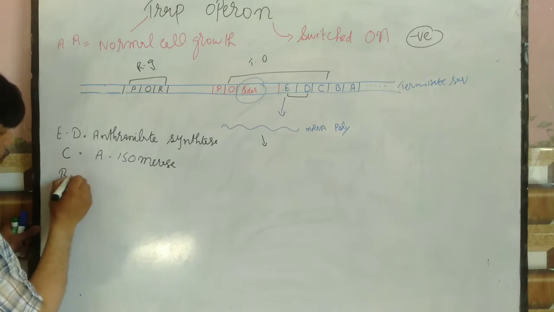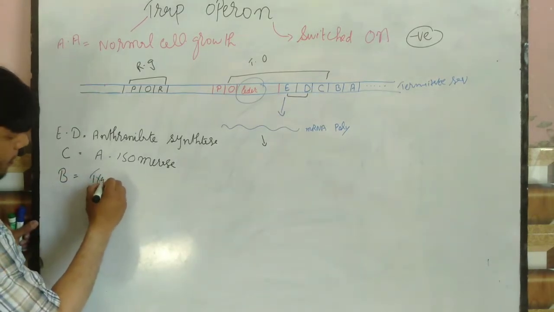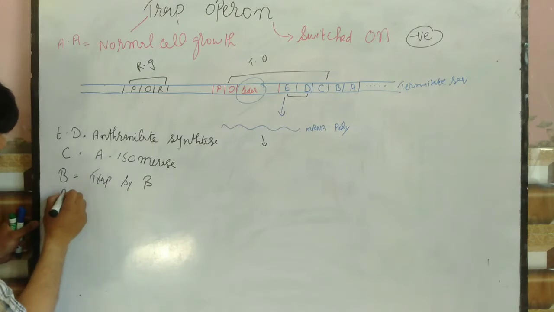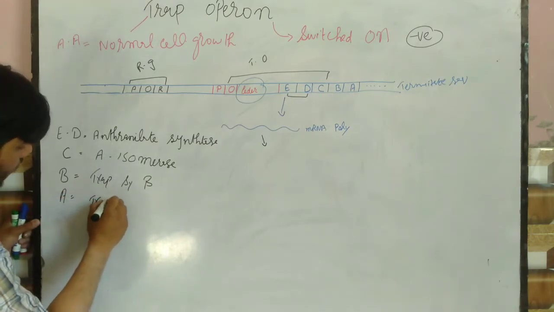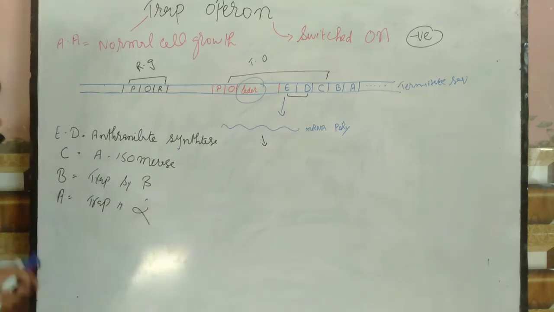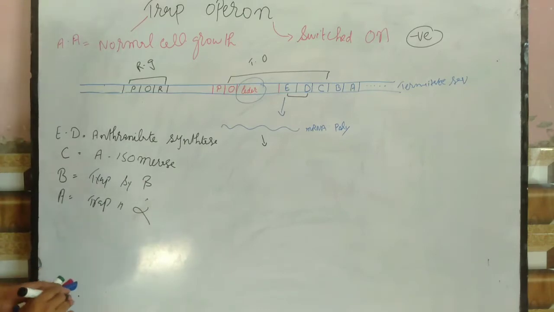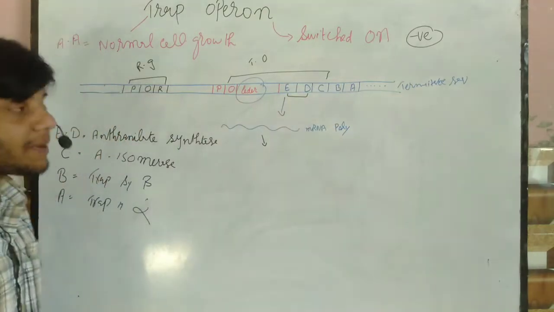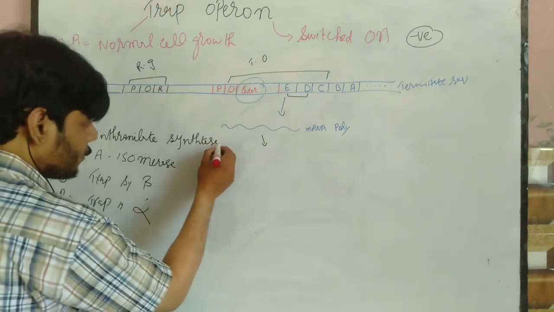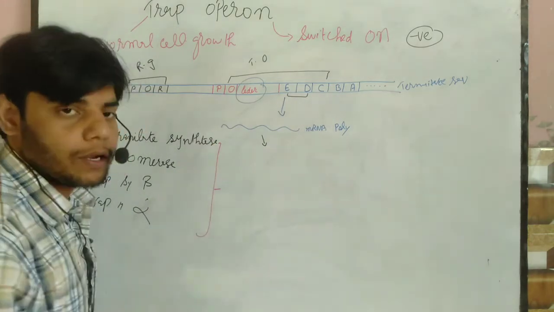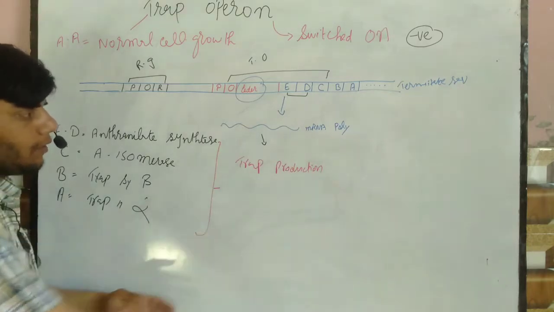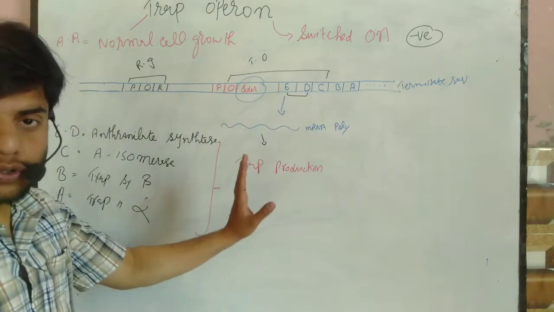We have B, which produces tryptophan synthetase beta. And then we have the A gene, which produces tryptophan synthetase alpha. So these are the enzymes which are produced by the genes present in the tryptophan operon. All these enzymes, as you can see, are used for tryptophan production. Normally it is switched on, all these enzymes are produced, and it gives us tryptophan. So this is switched on.